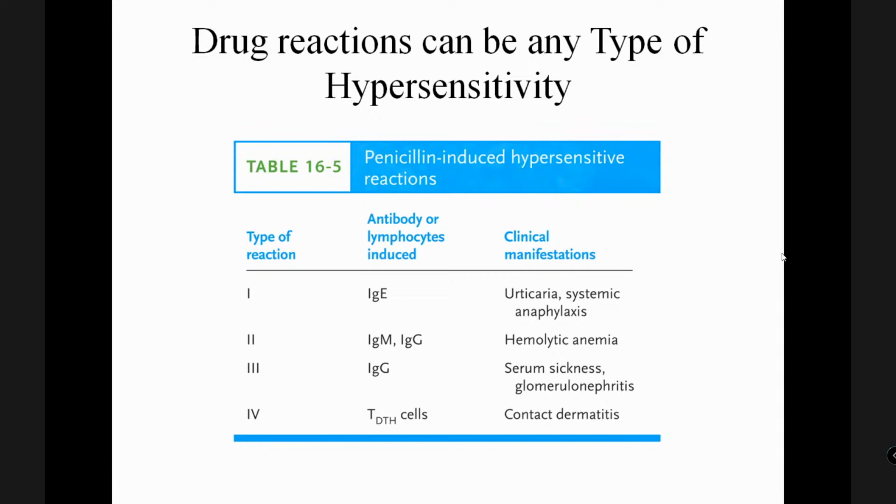And IgG, the serum sickness. So your serum will change. Your serum will be concentrated, or blood pH will change, like this, IgG. And type 4, T cells, contact dermatitis. So you will have a skin disease, a serious skin disease, your skin will be damaged, and the skin will have, what is it called, damage.